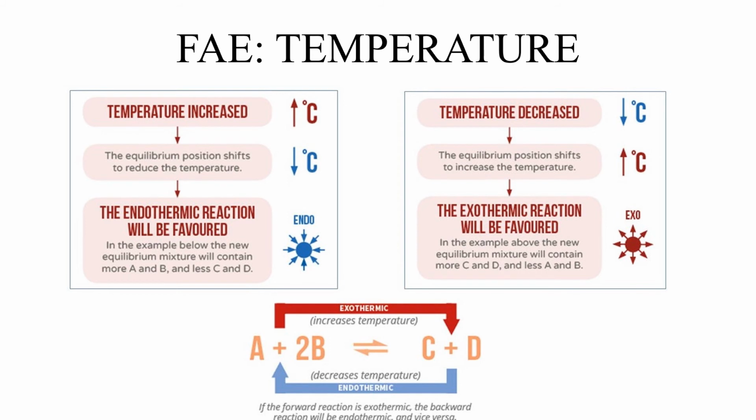When temperature is decreased, the equilibrium position shifts to increase the temperature. Therefore, the exothermic reaction will be favored. In the example above, the new equilibrium mixture will contain more CD and less AB. Remember, A plus 2B will give you CD. If the forward reaction is exothermic, the backward reaction will be endothermic and vice versa.